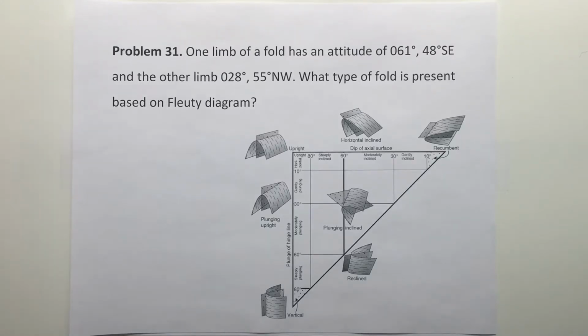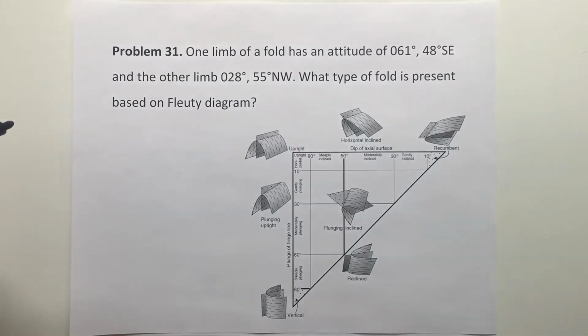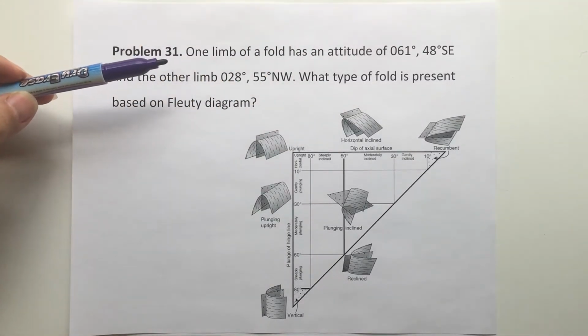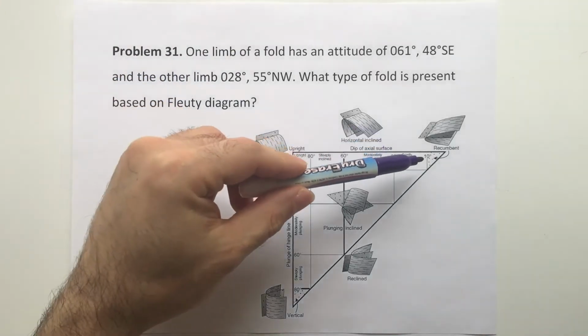We are going to work on this problem. We have two limbs of one fold and we are supposed to find out the geometry of the fold. As you see in this diagram, our fold in space can have different orientation and different type of plunging, right? So based on these two attitudes that we have, we are going to find out this fold in space is similar to which one of these folds.